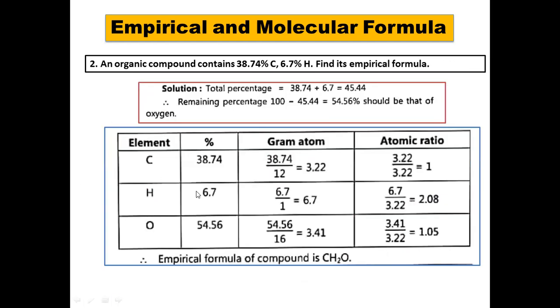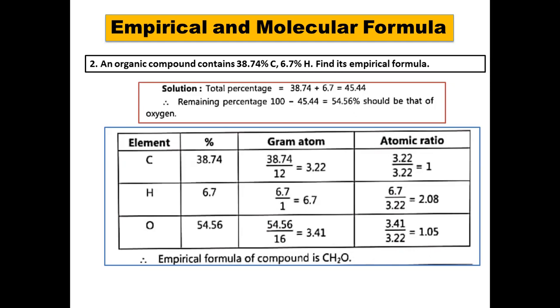Now there is another example. An organic compound contains 38.74% of carbon and 6.7% of hydrogen. Find its empirical formula. Here you see the total percentage is always 100, but the percentage of oxygen is not given here.